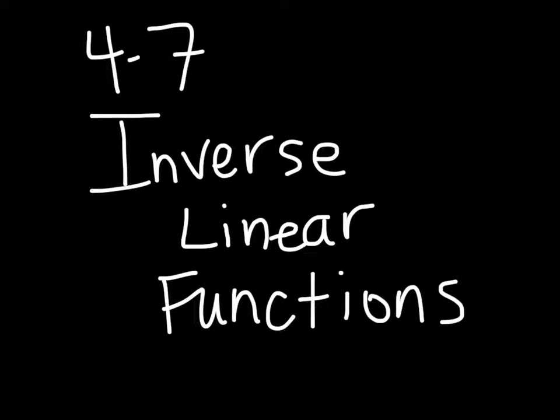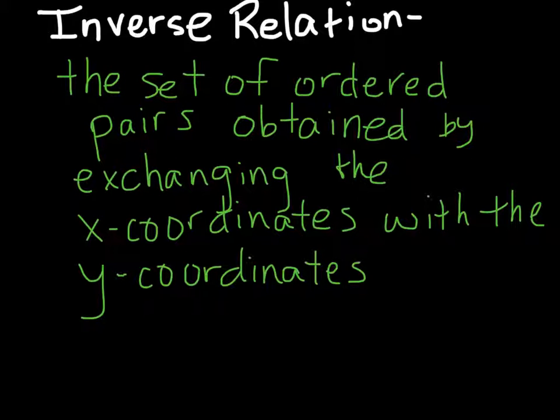Chapter 4, Lesson 7, Inverse Linear Functions. So what's an inverse relation? Remember, a relation is any set of ordered pairs. Functions are specific types of ordered pairs, so they go together. So an inverse relation is just the set of ordered pairs obtained by exchanging the x-coordinates with the y-coordinates.